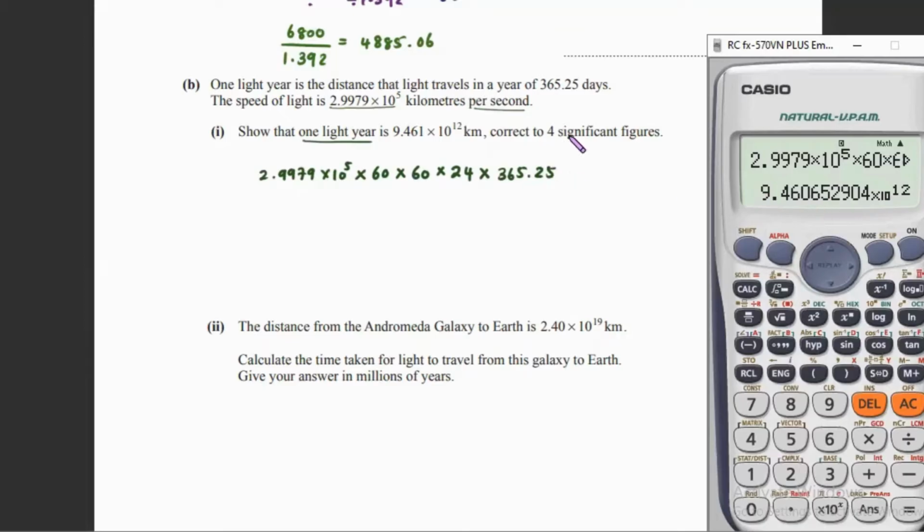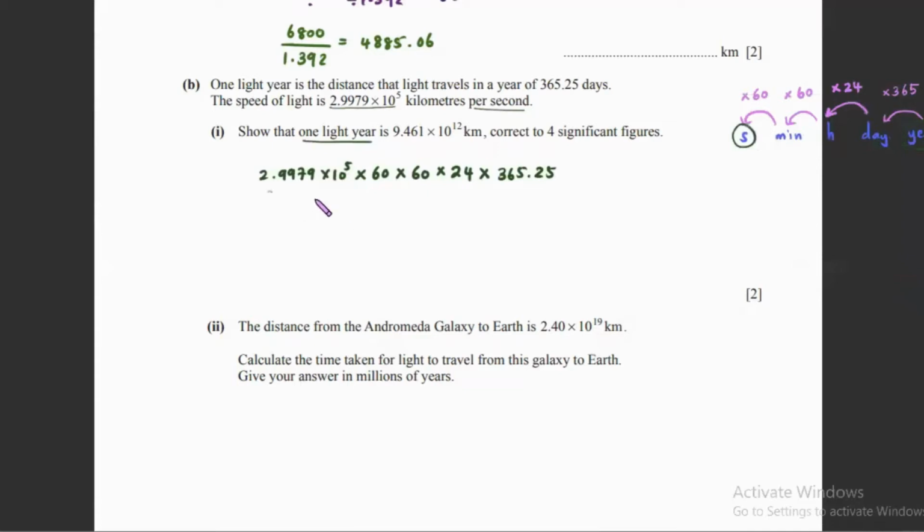So when we multiply them all, this is what we end up getting, which is 9.4606, but we need to write it correct to 4 significant figures. So it's going to be 9.461 times 10 to the power 12. So this will give us 9.461 times 10 to the power 12 kilometers. This will be the answer.